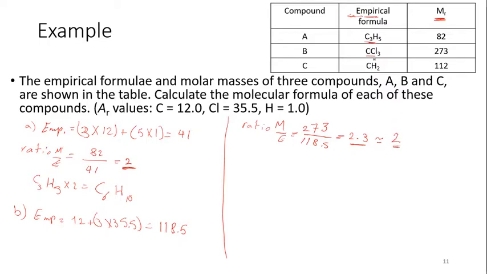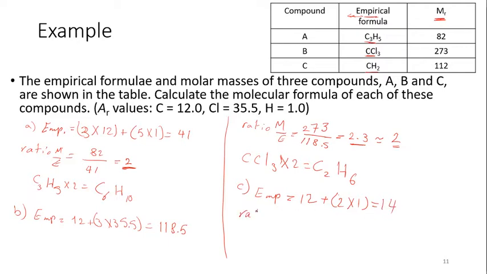So I have to multiply my empirical formula by 2. So CCl3 multiplied by 2 would be equal to C2H6. So I have to calculate my empirical formula, which would be equal to C, which is 12, plus I have 2 hydrogens, H is equal to 1, and the sum for that would be equal to 14.